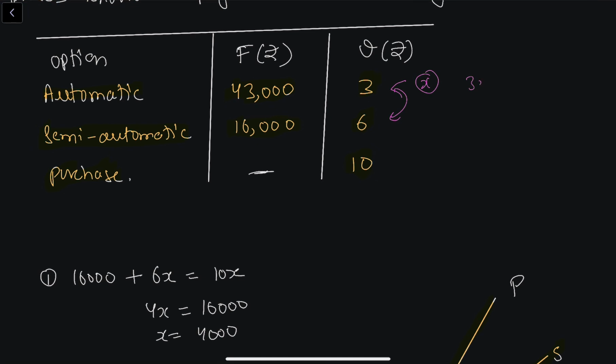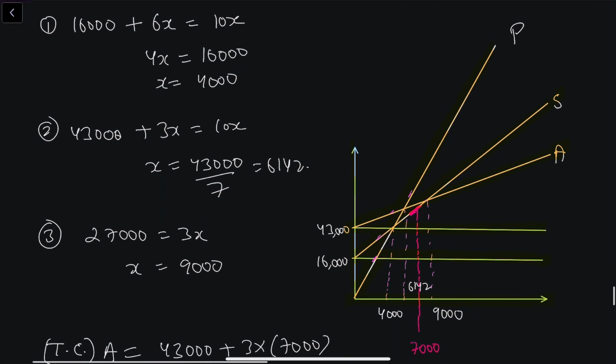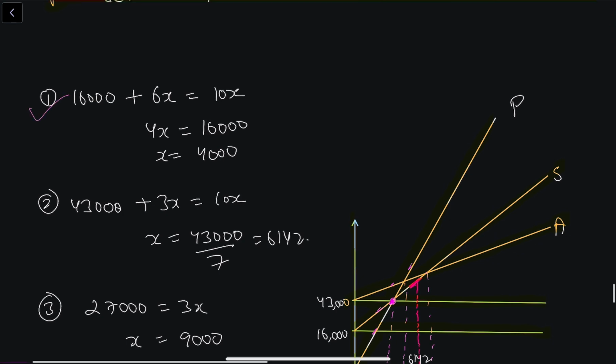For example, I will solve 3x plus 43,000 equal to 6x plus 16,000. I will get some value x. There's an intersection point, so I will simply plot a graph and find the value of all the units. First I will calculate this point, which is purchase and semi-automatic. If I use this formula, I can calculate x.